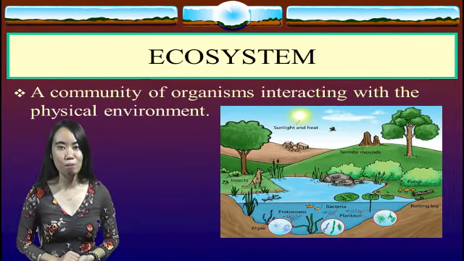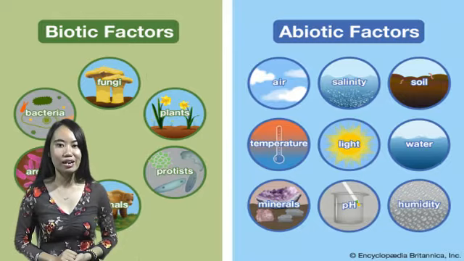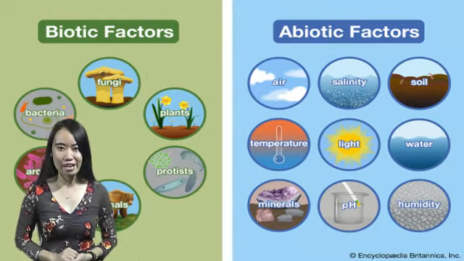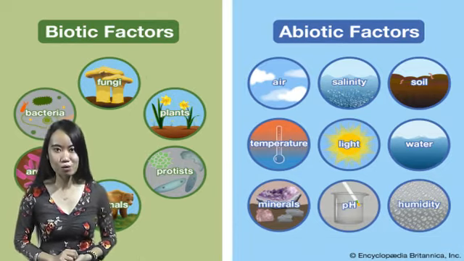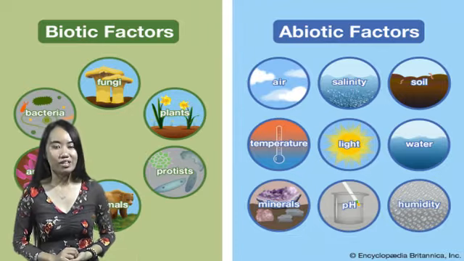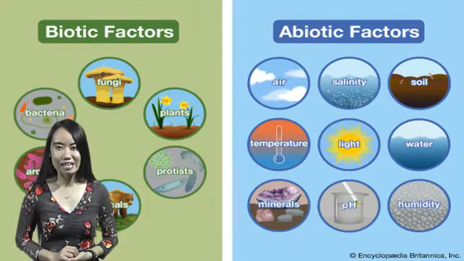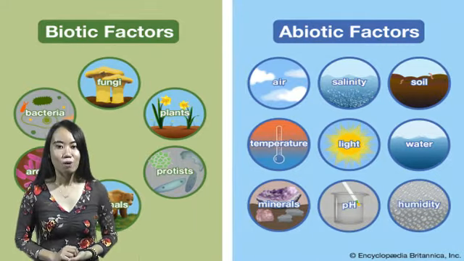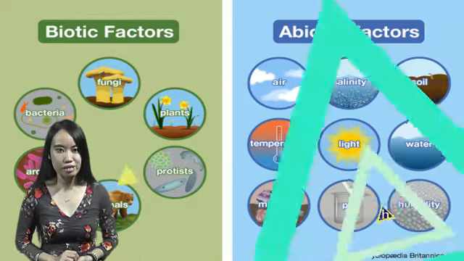It has two components, which include the biotic or the living components and the abiotic or the non-living components. Biotic factors include archaea, bacteria, fungi, plants, protists, and animals. On the other hand, abiotic factors include air, salinity, soil, temperature, light, water, minerals, pH, and humidity.